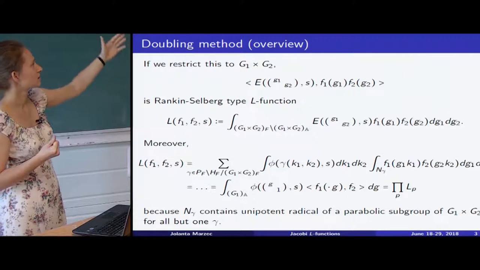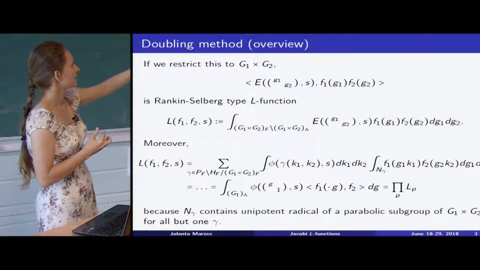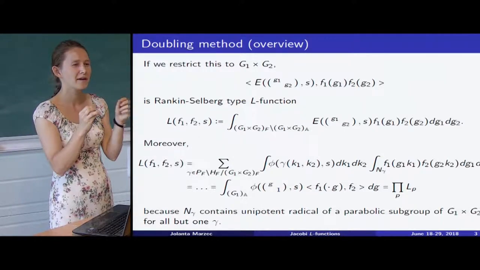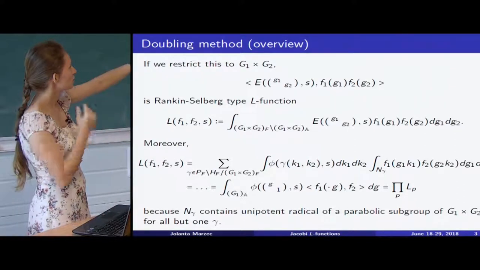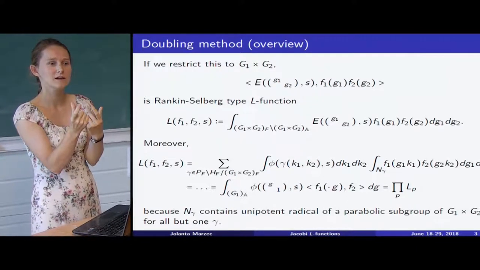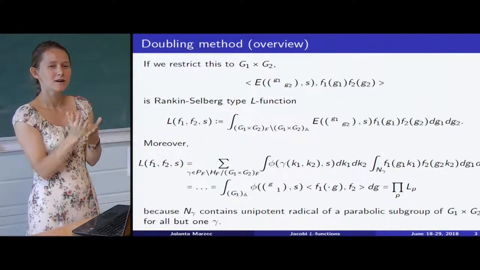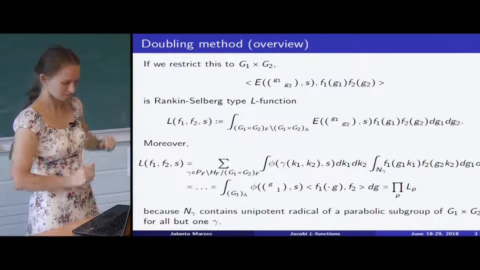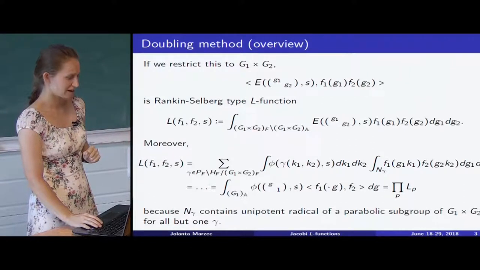So now the advantage of doing this over the adeles is that we can write down this inner product in a unique way as a product of local factors. And the same we can do for phi. So at the end, we can define the local factors in such a way that, in a sense, for free, we get an Euler product for this integral. So this is the general idea.